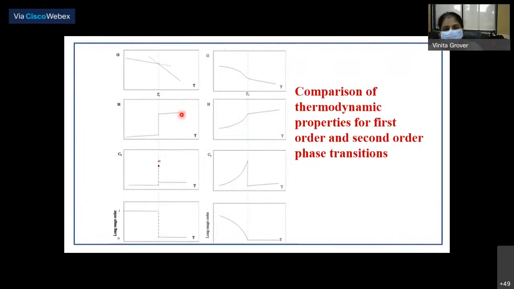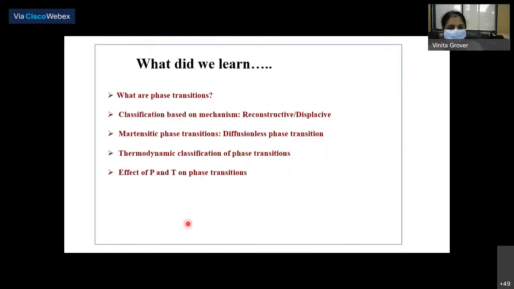Again, this is a comparison of G versus T for first order and second order. H has a sharp jump for first order, and is continuous for second order. CP goes to infinity for first order, and there is a finite value for second order. And of course, we have not talked about order, so I will not confuse you further.